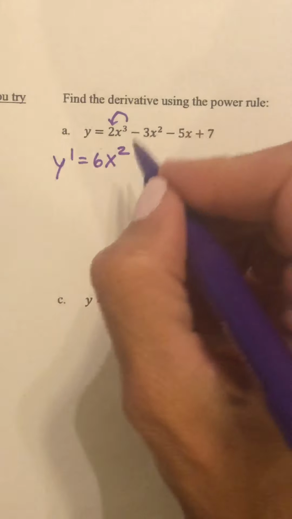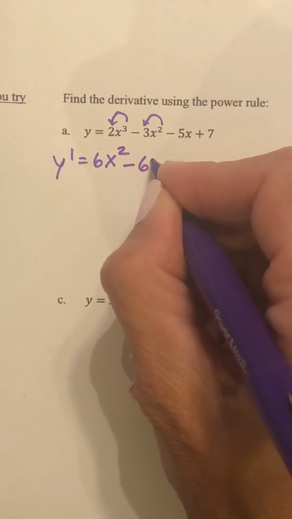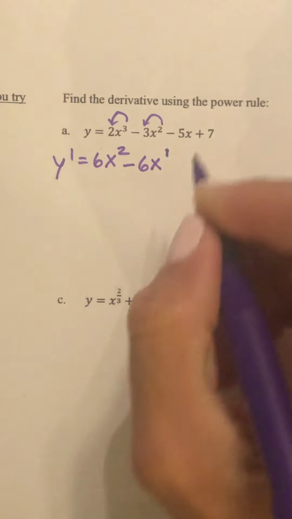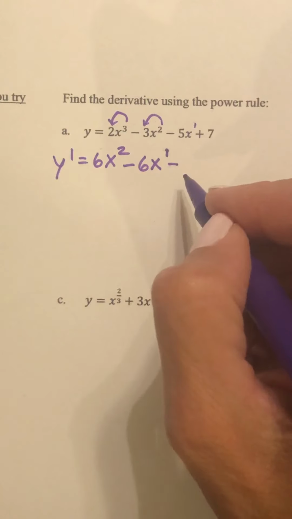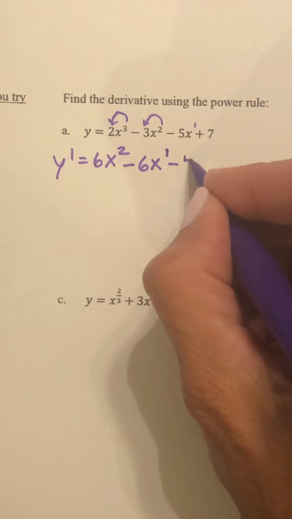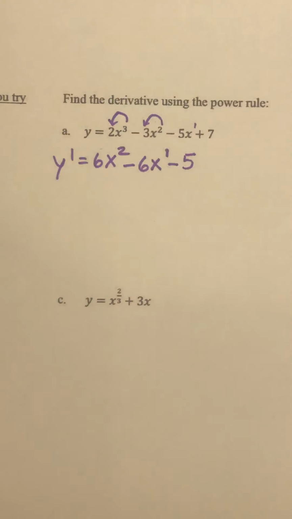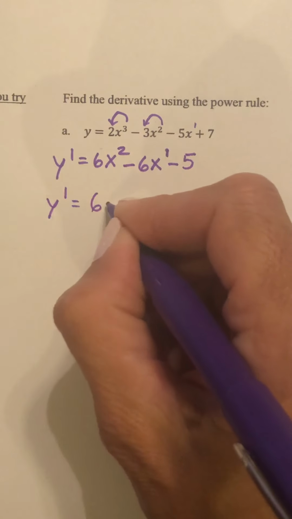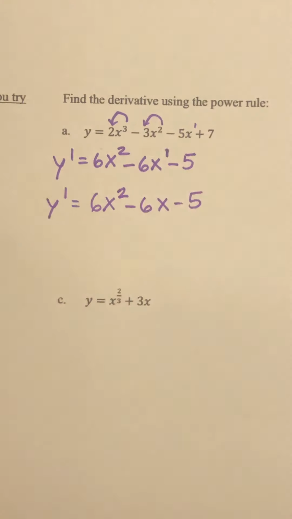So 6x squared. All right, 2 drops in front times a -3 is -6 again, right? Your power goes down by 1, so it's -6x to the first. All right, we have a negative. This x to the first, remember, when you have just an x, so a -5x just drops into a -5, and any constant goes away completely. So cleaning it up a little bit, y prime equals 6x squared minus 6x minus 5. And you're done there.